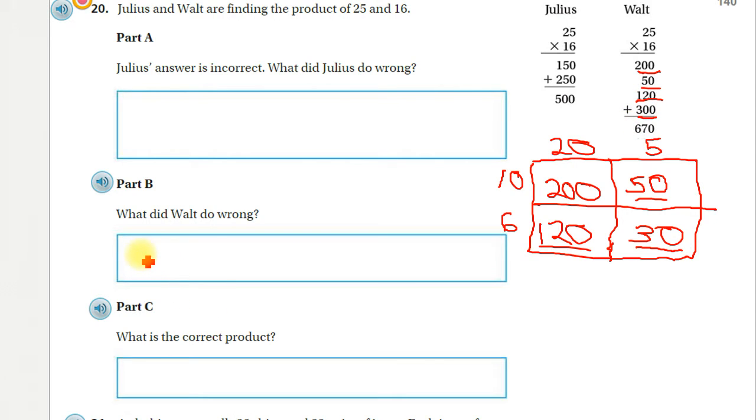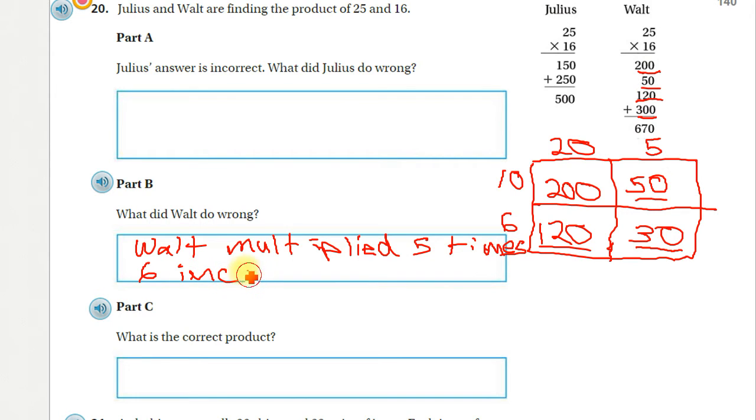So what did Walt do wrong? Walt multiplied 5 times 6 incorrectly. Ooh, that's really sloppy. This thing is hard to write on. And you could go on to say he should have gotten 30, which you were showing by showing your work right here. Okay. And then what is the correct product?